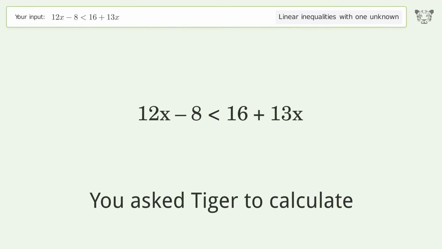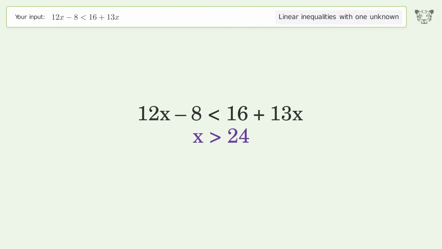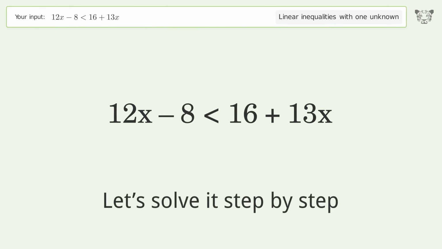You ask Tiger to calculate. This deals with linear inequalities with one unknown. The final result is x greater than -24. Let's solve it step by step.